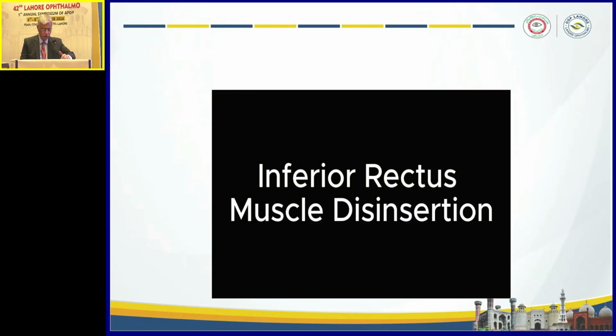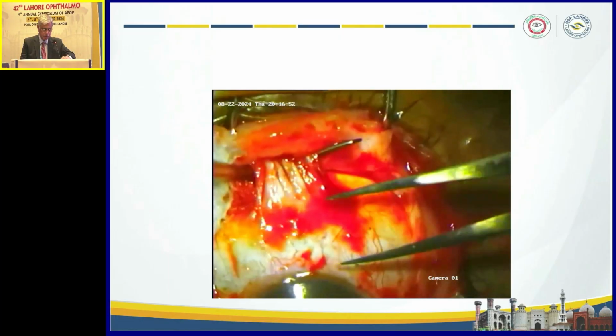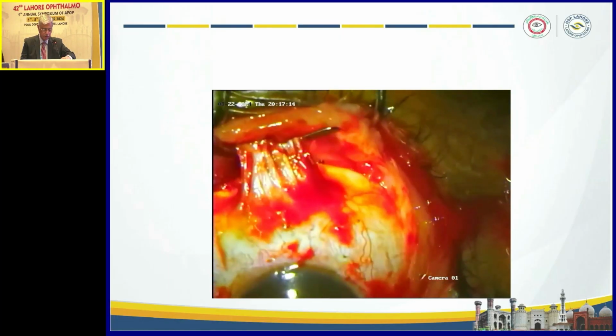So we expose the sclera, then the inferior rectus muscle is disinserted.